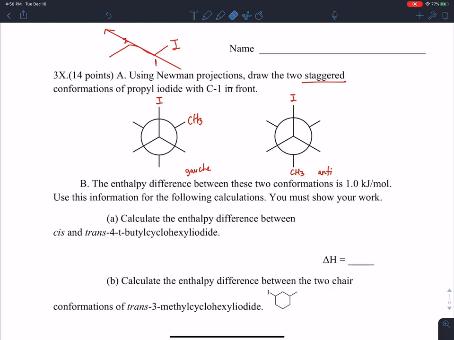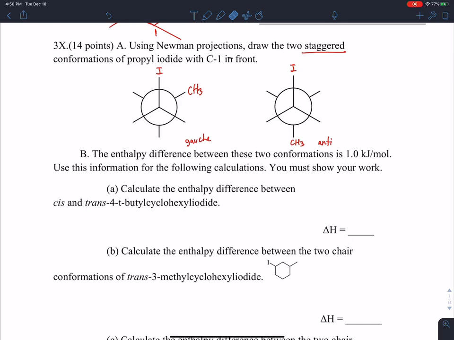And then they say the enthalpy difference between these two conformations is 1 kilojoule per mole. Okay, so they're pretty much just telling us there about the gauche-butane interaction here between an I and a CH3. So there's nothing here for the anti because they're completely far away from each other. This is 0 kilojoules per mole because we know they're completely anti. But they're telling us that the difference is 1 kilojoule per mole, and we know that this is the gauche interaction. So pretty much this interaction is 1 kilojoule per mole. So if you ever have a gauche between an I and a CH3.